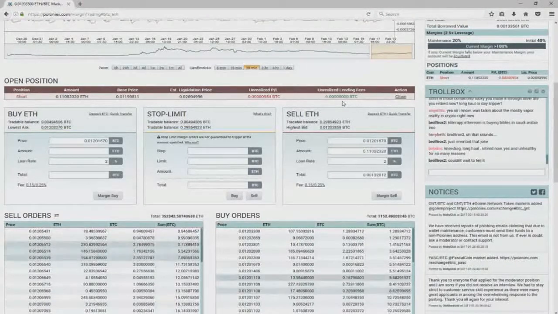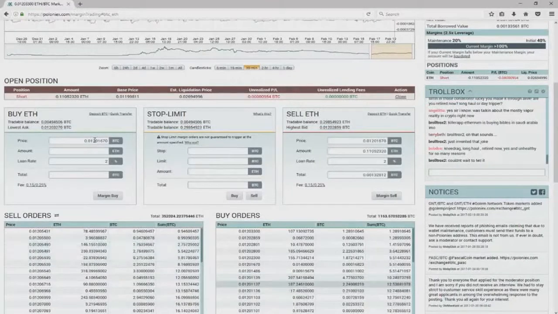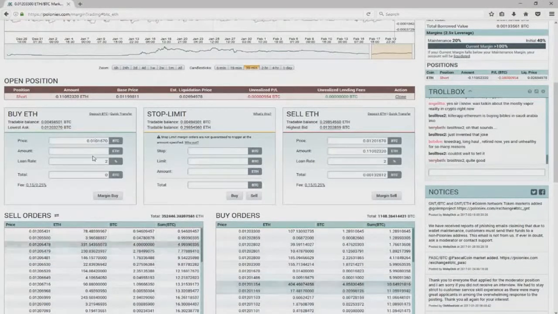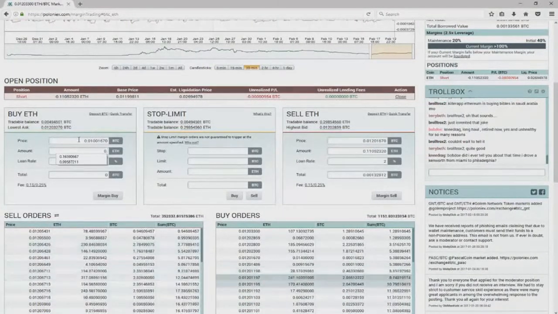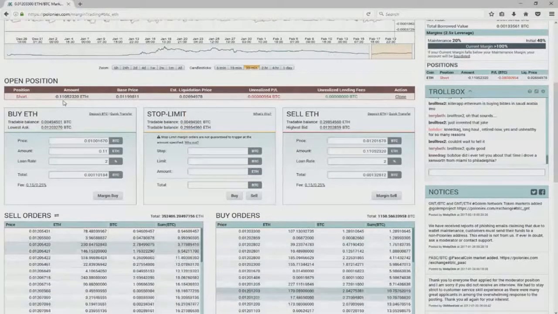So now that I shorted, let's say I just want to set an order on the books to close me out once it hits a certain price. So let's say if it falls to 0.010, for example, I want to close out and take some profit. What I will do is I'll just set a buy order for the amount of ETH. So it would be 0.1105.